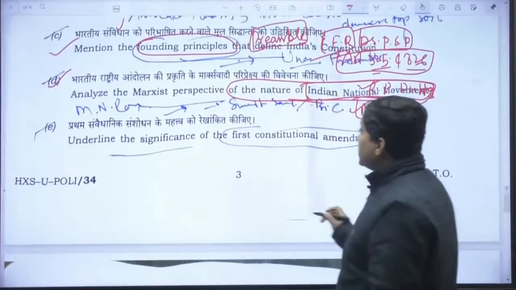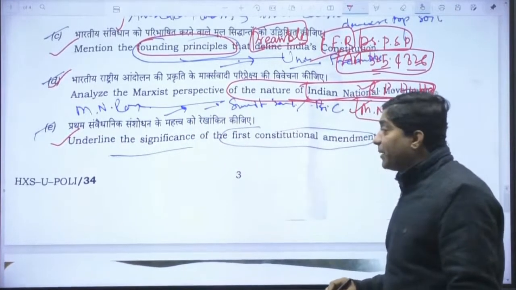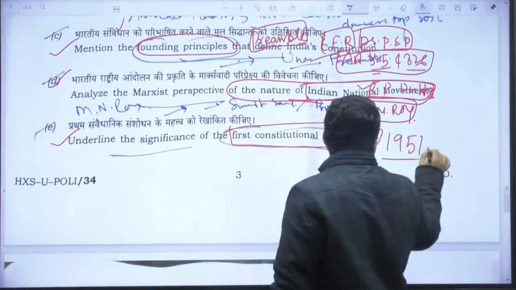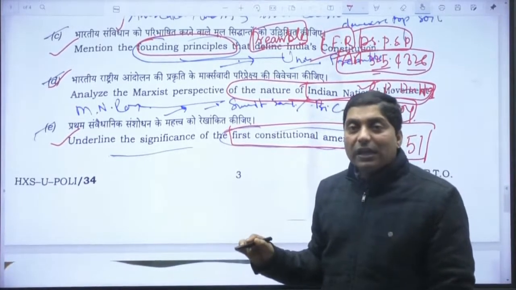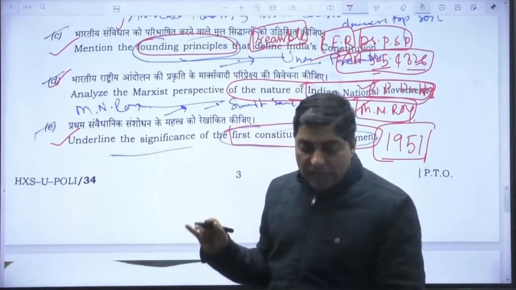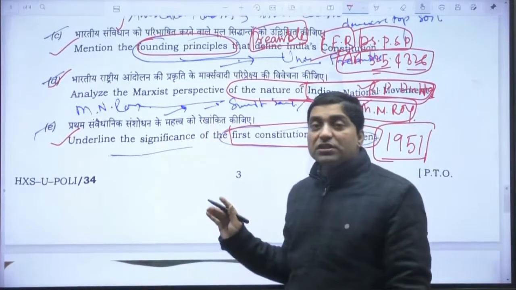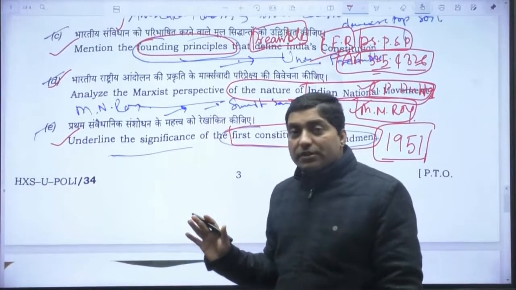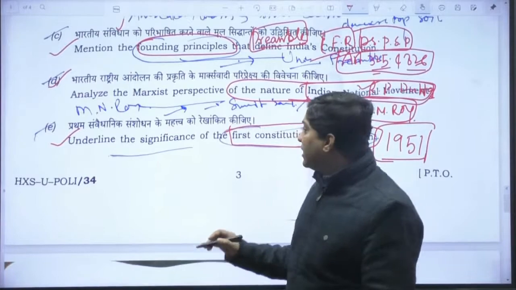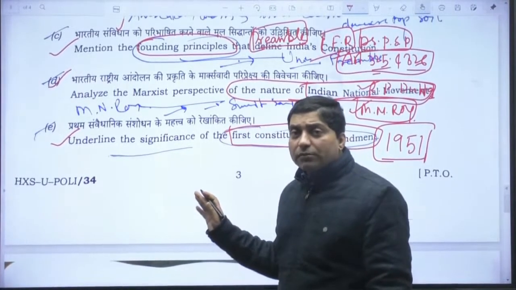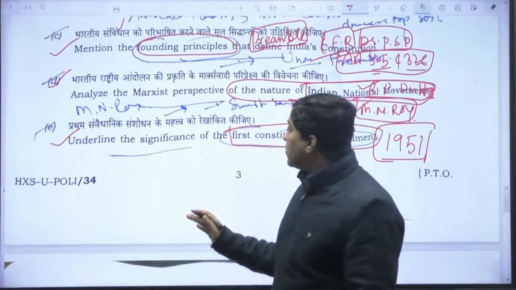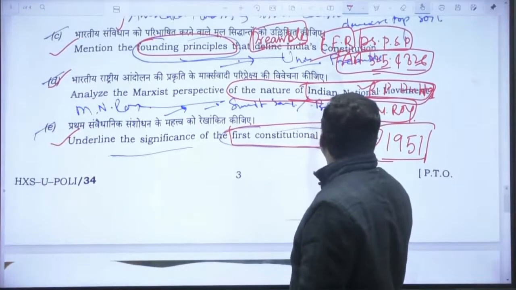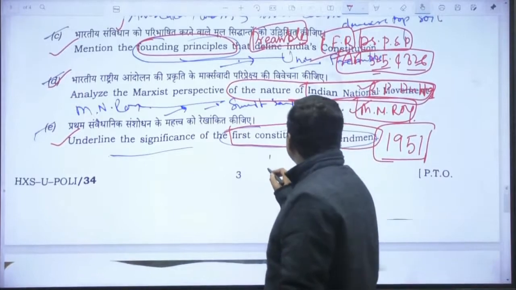Now the fifth question is underline the significance of the first constitutional amendment. And you know, the first constitutional amendment was very important. It came in 1951. Why did it come? It came because the Patna High Court struck down the land reform, the land reform movement, which intended to establish equality, to give land to the landless. And since the right to property was there in the fundamental rights, Article 31, the Bihar Land Reform Act was struck down on the basis that it is a fundamental right, you cannot snatch it. Now the parliament made the first constitutional amendment in 1951, and it included the ninth schedule.